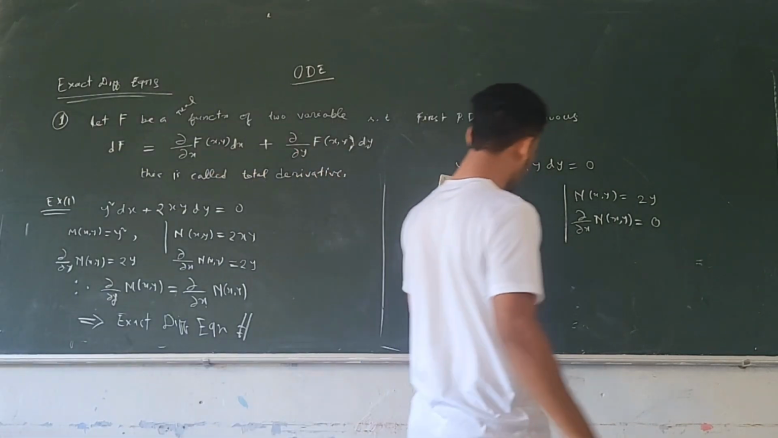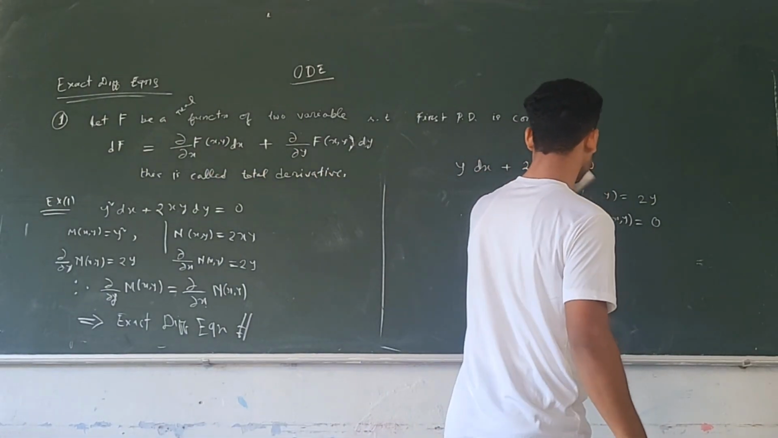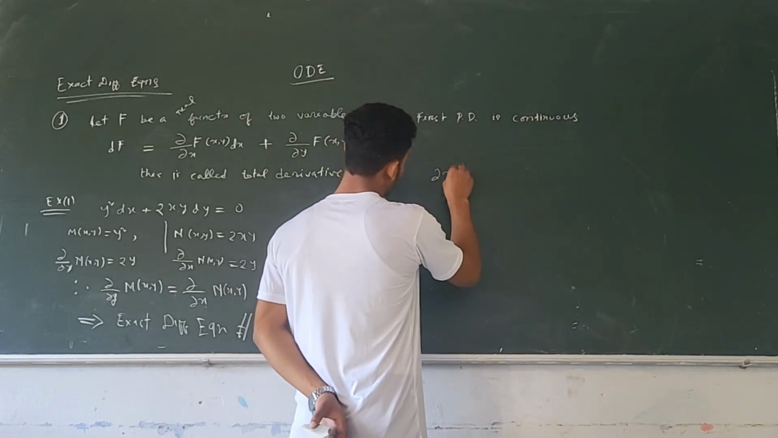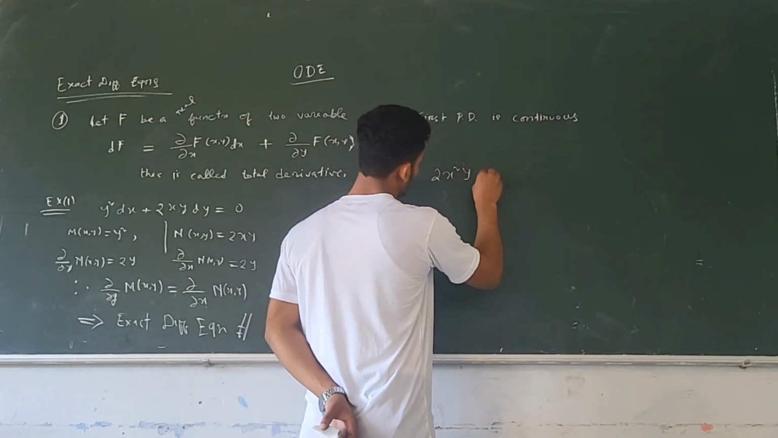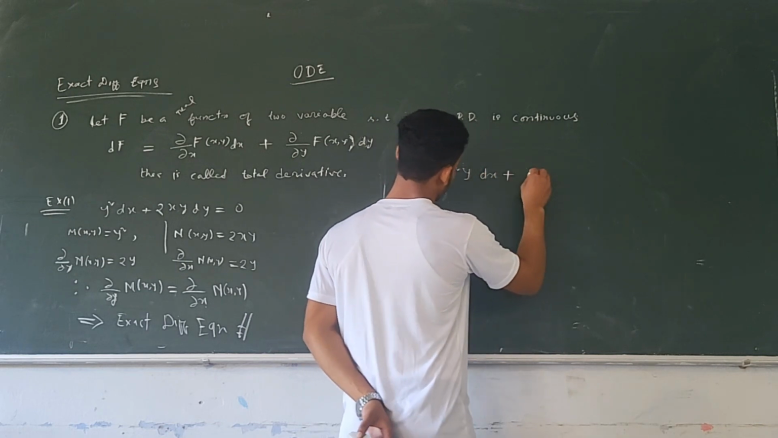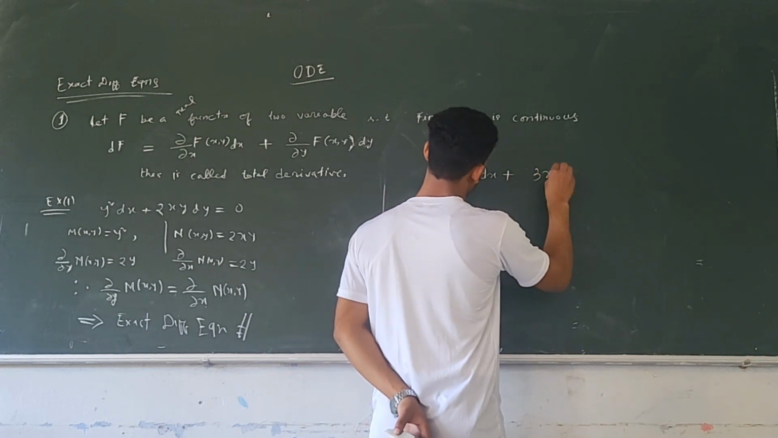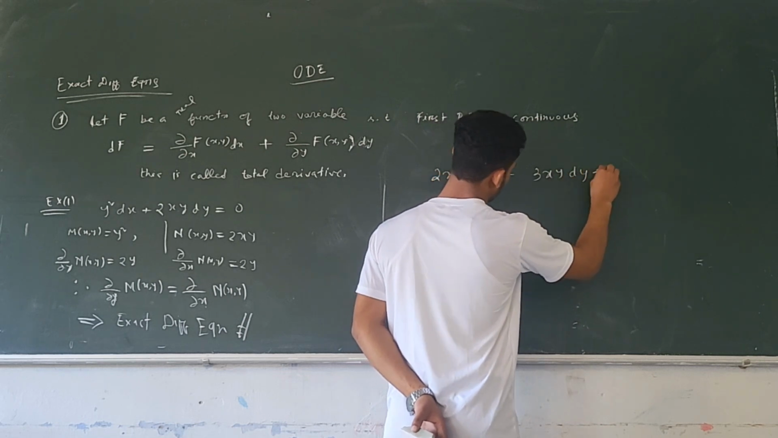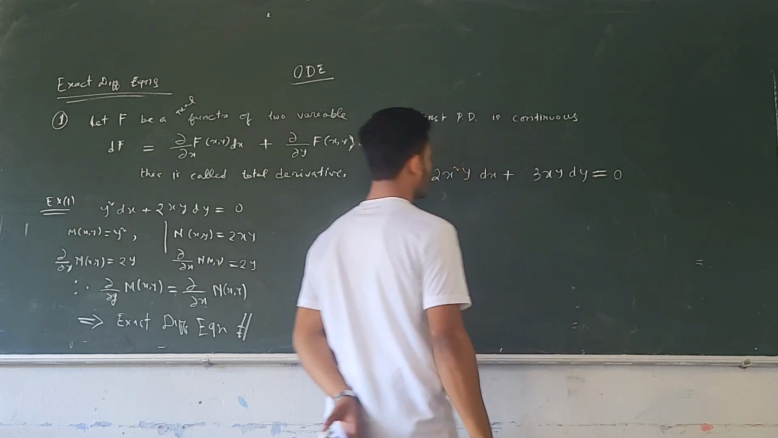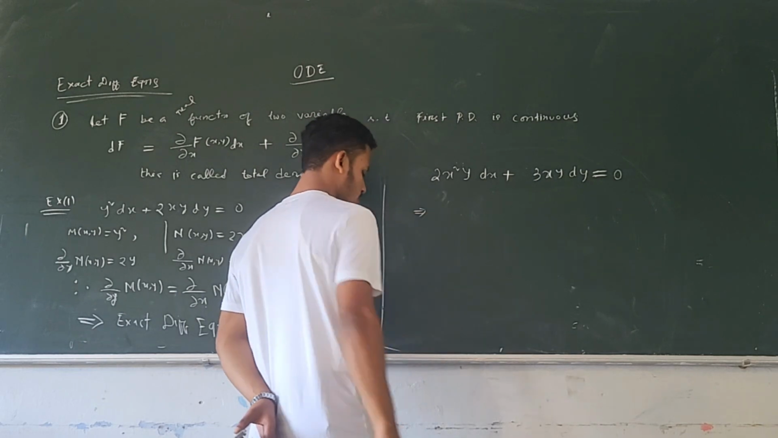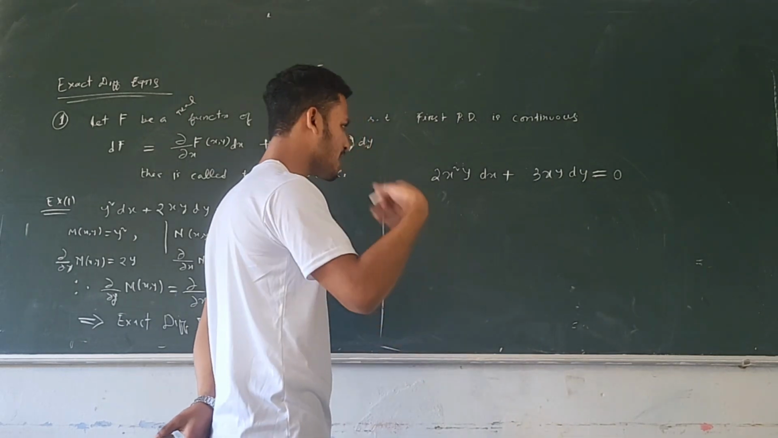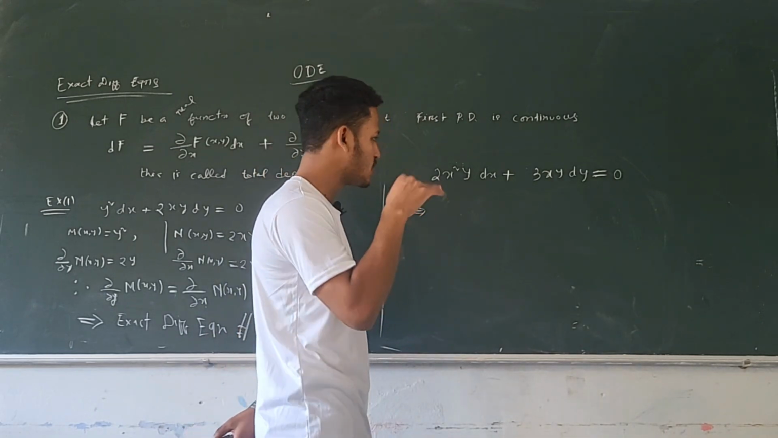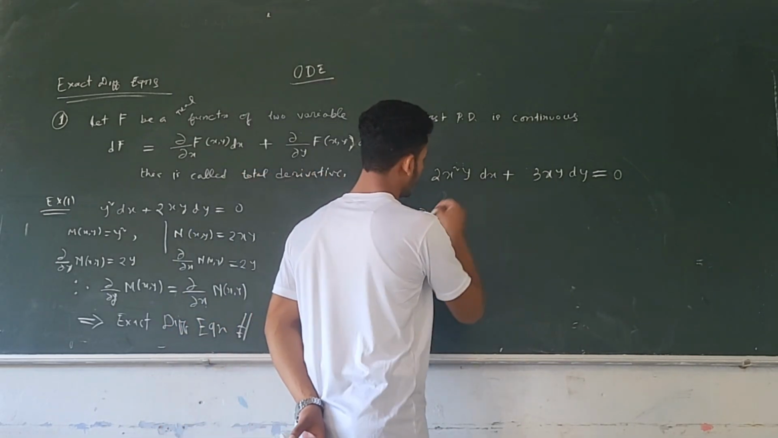Another example: 2x²y dx + 3xy dy = 0. So this is very easy to make a non-exact differential equation, but it is complicated to make an exact differential equation.